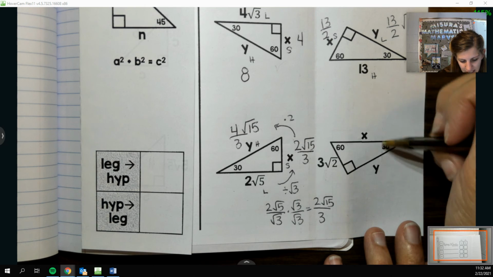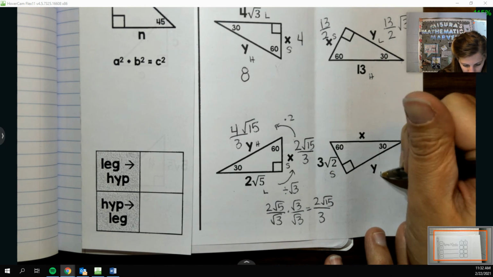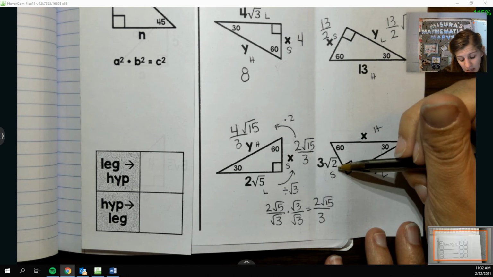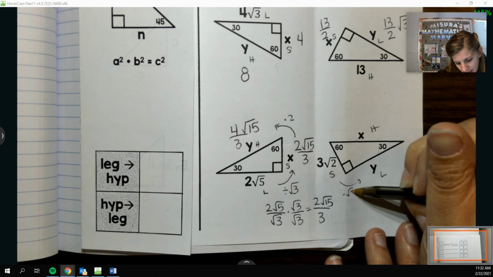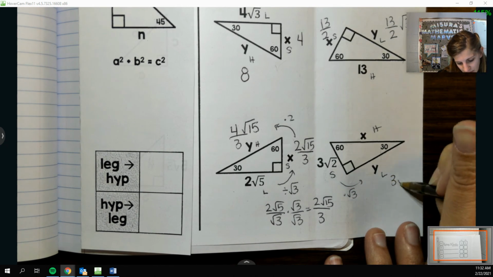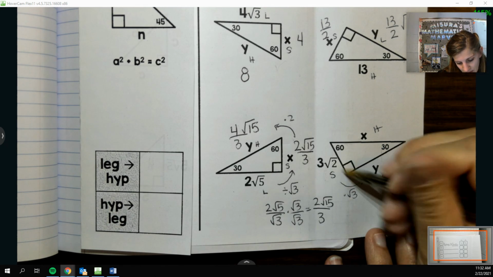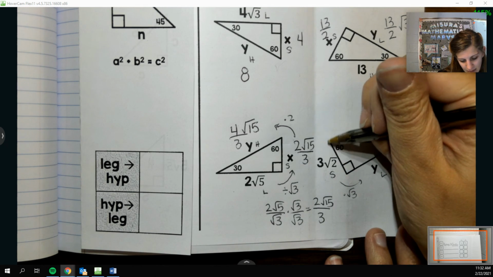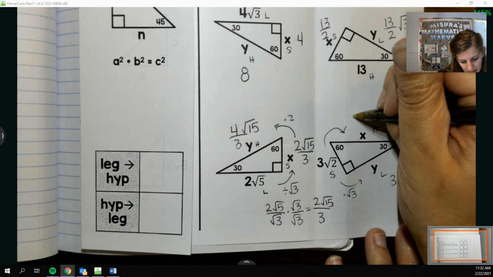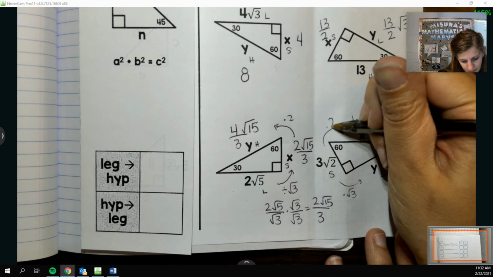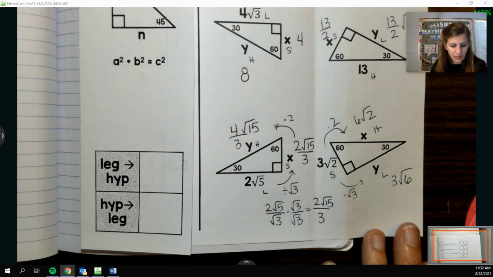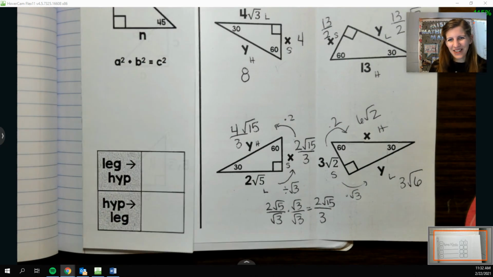And then on this last one, we got the short, we got the long, we got the hypotenuse. When I go from short to long, I want to times by root 3. So that'll be 3 root 6, because we just do the inside numbers. And then when I go from short to hypotenuse, I just want to double it. So 6 root 2. Just multiply the outside numbers, so 3 and 2. Oh my goodness. Okay, good. We're going to leave it there.